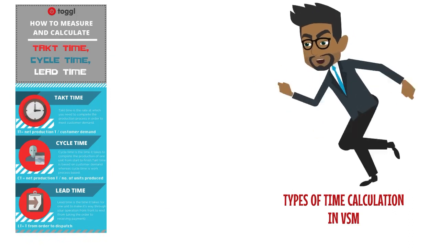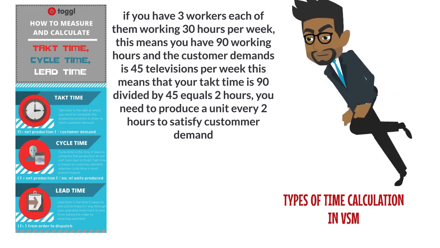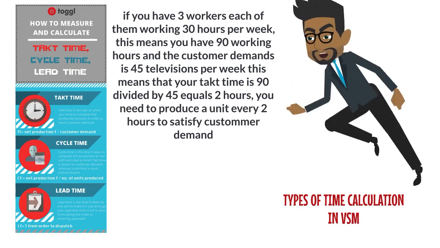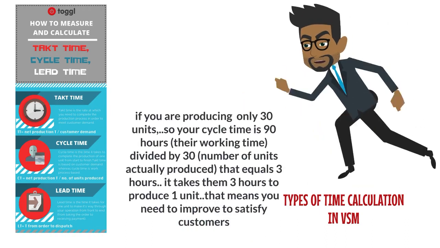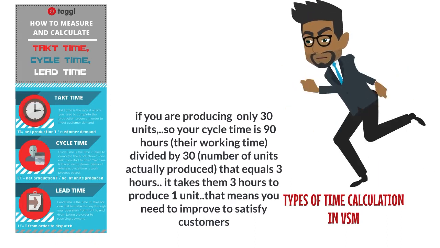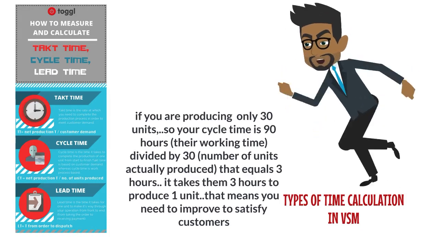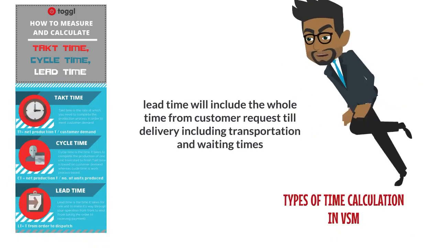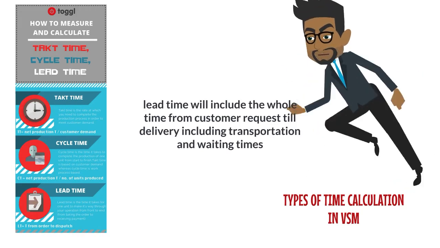You have 3 workers, each of them working 30 hours per week. This means you have 90 working hours and the customer demand is 45 televisions per week. This means that your takt time is 90 divided by 45 equals 2 hours. You need to produce a unit every 2 hours. If you are producing only 30 units, your cycle time is 90 hours, the working time, divided by 30, the number of units actually produced, that equals 3 hours. It takes them 3 hours to produce 1 unit. That means you need to improve to satisfy customers. Lead time will include the whole time from customer request till delivery, including transportation and waiting times.